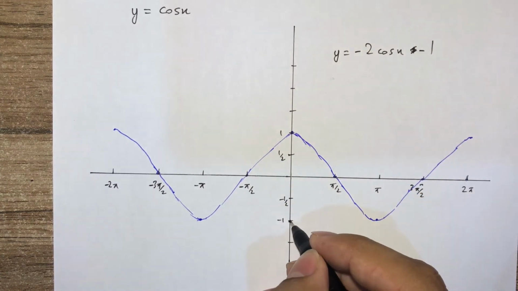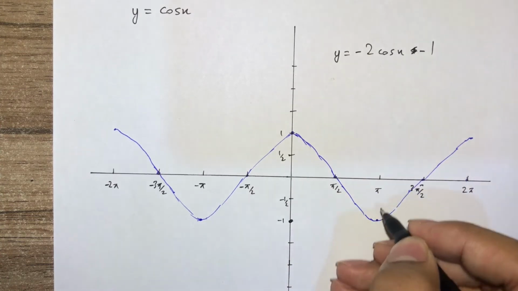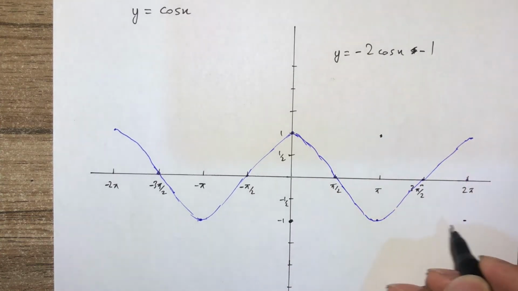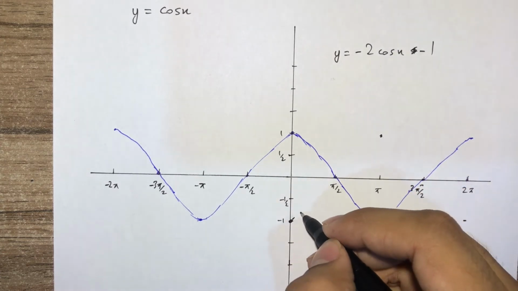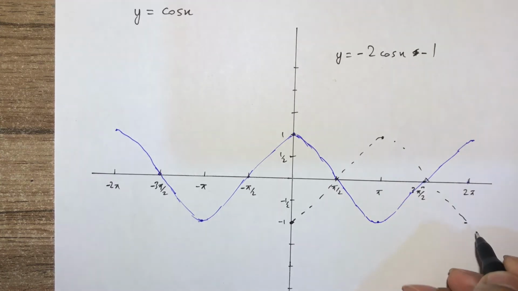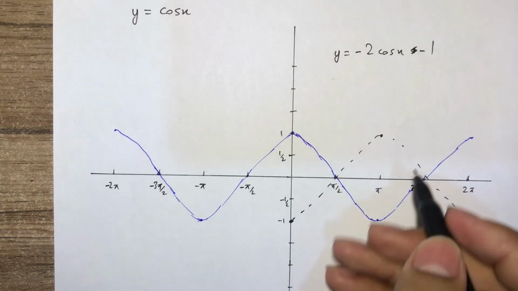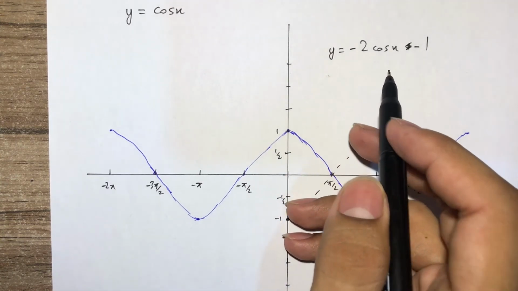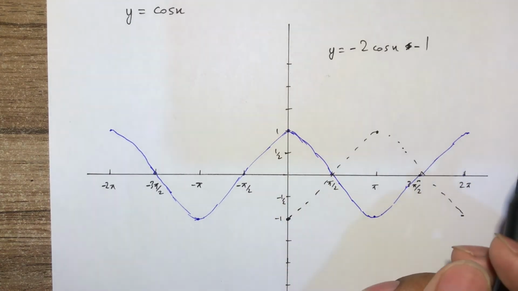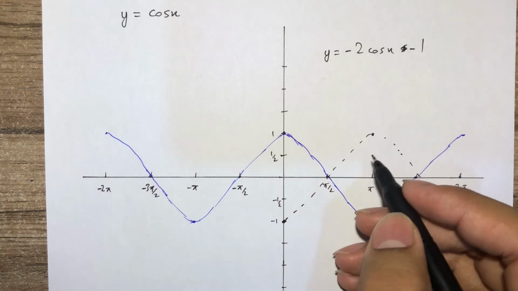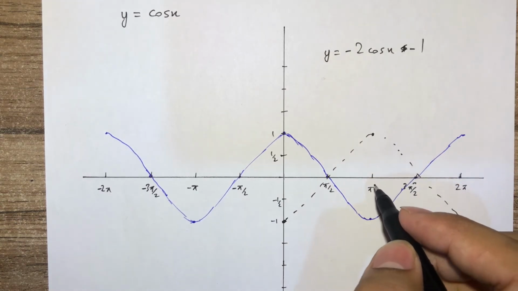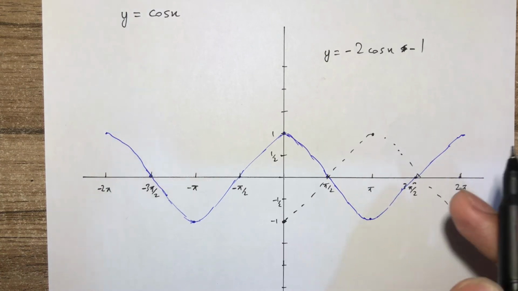1 will go to -1, 0 stays at 0, -1 will go to 1, 0 stays at 0, and then 1 will go to -1. So that will give the reflection, which is somewhat like this. Right. After that I'll apply the stretch, because in vertical transformation we first apply stretch or reflection and then we apply the translation. So vertical stretch means that every point's distance from the x-axis will be multiplied with the stretch factor. The stretch factor is 2.